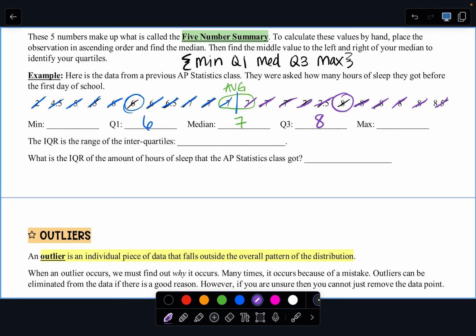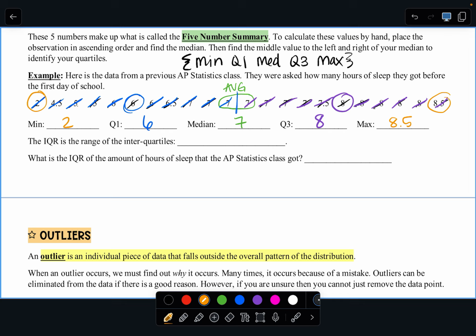Now, for max and min, those are exactly what you remember them to be. The minimum is 2. The maximum is 8.5. So if your data is already ordered and there's not a ton of it, you can always use this method to find the 5-number summary. If you're not sure that you're doing it correctly, I would say type it in your calculator, run one var stats. That will always be correct as long as you are typing in the values correctly.